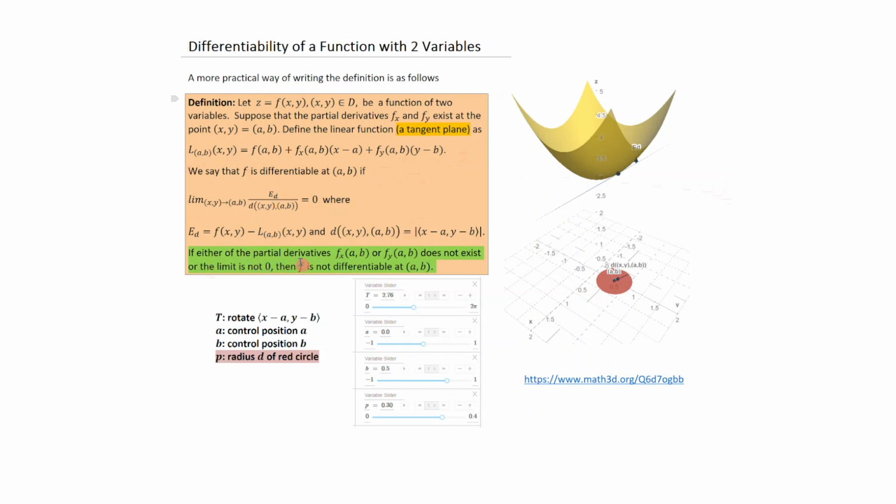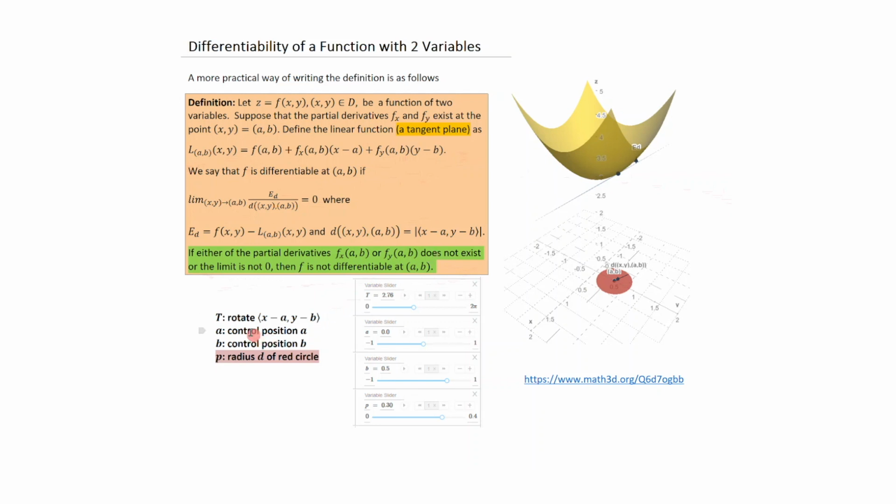So if either of the partial derivatives, f_x or f_y, does not exist, or the limit is not 0, then f is not differentiable at a, b. This is the most important takeaway message regarding how you look at the definition of differentiability of a function with two variables.